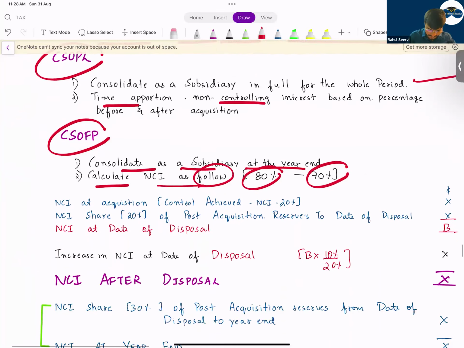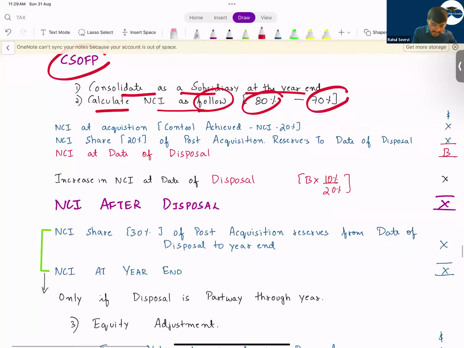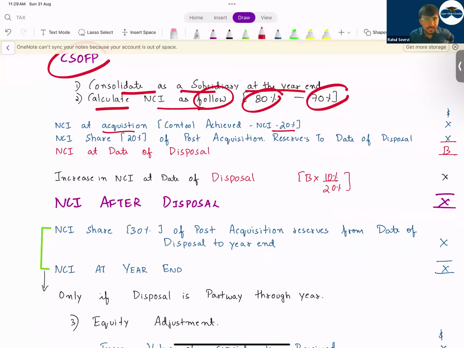Now see, NCA at the acquisition date, that was how much, sir? 20%. Because before we had how much? 80%. NCA share of post acquisition profits from the day when you acquire the control till the date of disposal, step disposal. You will get NCA at disposal date.